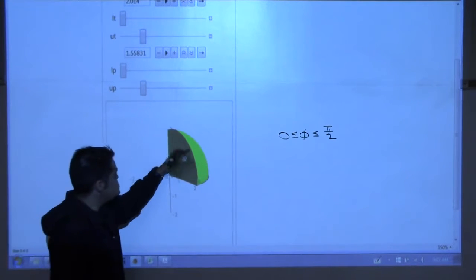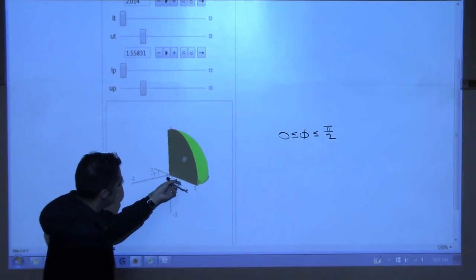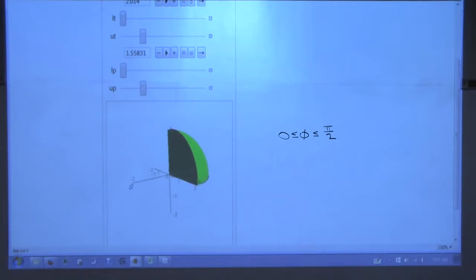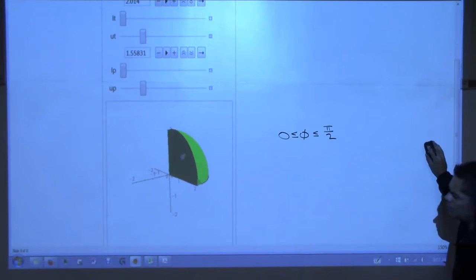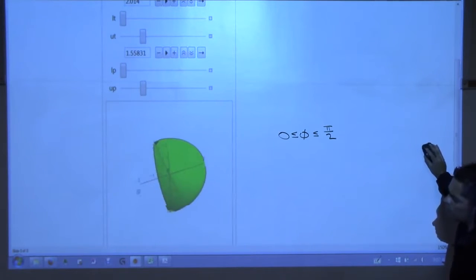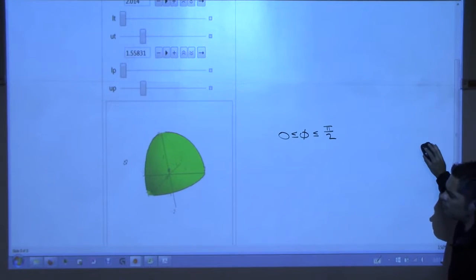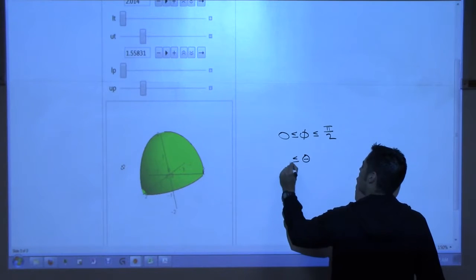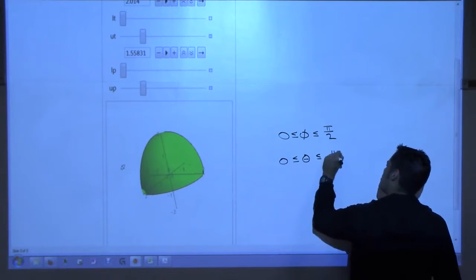So phi is between 0 and pi over 2. And then my theta is the angle on the ground here. And again, I am only in the first octant. So if I look at it from the top, I can see the angle. This is the x-axis. I'm swinging over towards the y-axis. So that, again, is a quarter rotation. That's going to be pi over 2. So theta is between 0 and pi over 2.